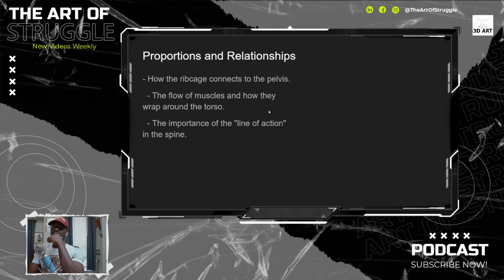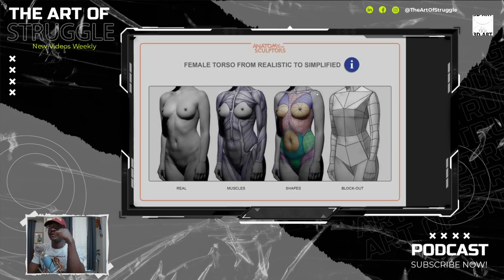So these are some proportions and relationships that I've been talking about that you guys should keep in mind: how the rib cage connects to the pelvis, the flow of the muscles and how they wrap around the torso, the importance of the line of action in the spine, which is the S curve of the spine that I've been harping on about, right?